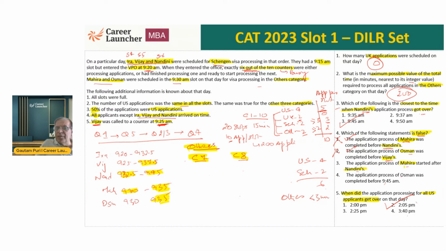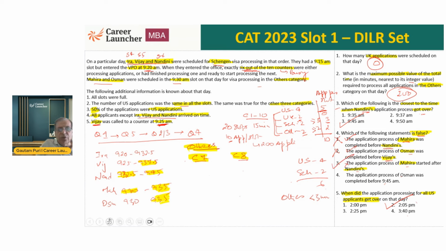The statement says the application process of Mahira started after Nandini. No, Mahira's process started before Nandini. Nandini's process started at 9:32.5. She went up to 9:45. And Mahira's process started at 9:30. That means this should be the answer because this is false.